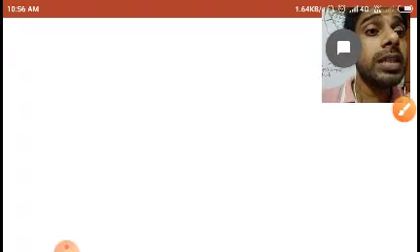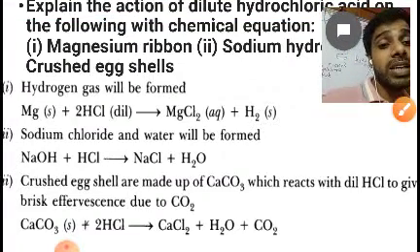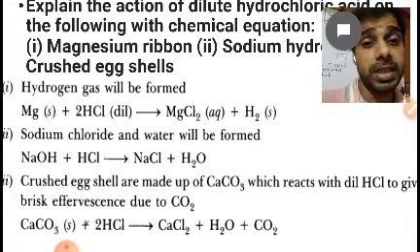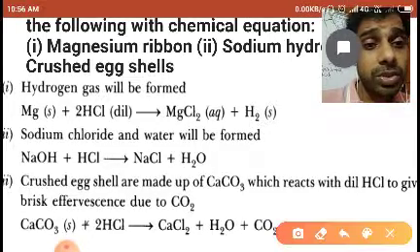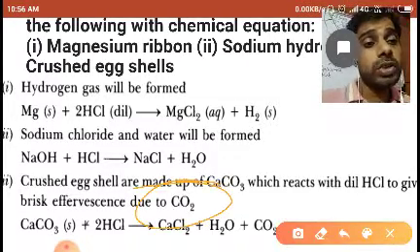So this is the detection. How can you detect that carbon dioxide is coming out? This is the detection: brisk effervescence due to carbon dioxide. Okay, so that you can understand this one. Now the next question.